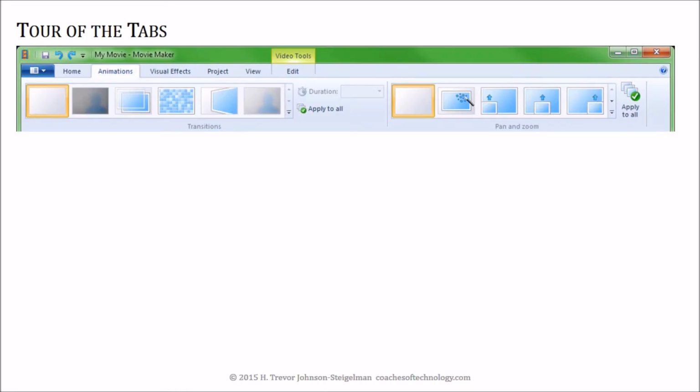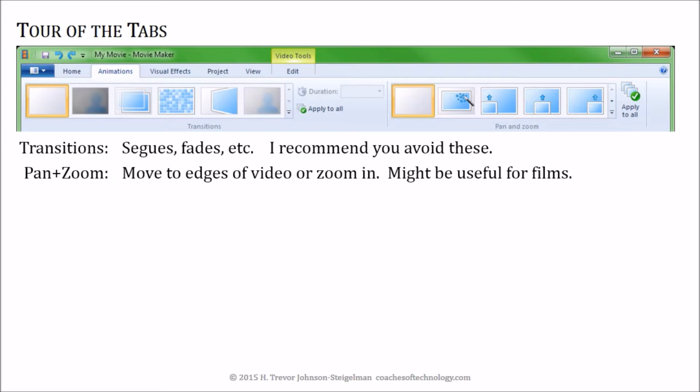Okay, the second tab is animations. You can add transitions, segues, fades, things like that. I just recommend that you don't do that. When you do it, it adds it to the whole clip. And because we're going to cut and dice our video quite a bit here, it's really not useful.